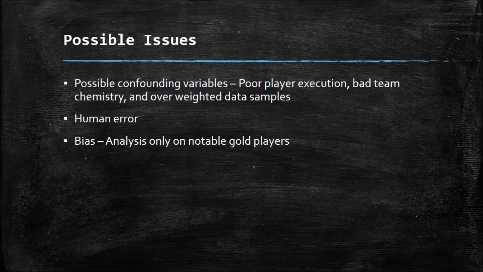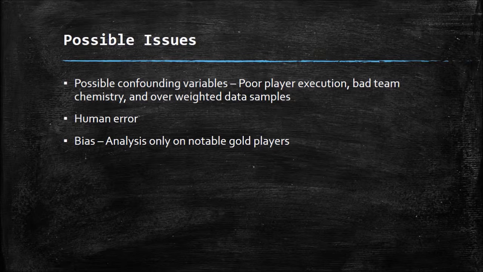And overweighted data samples, that just means outliers such as, I don't know, high numbers, low numbers that might drag down or drag up the statistics. So those are pretty important. And there's also human error, obviously. I could accidentally put in wrong numbers into my spreadsheet, crank out wrong numbers, but I'm pretty sure I don't do that. I'm not that bad.